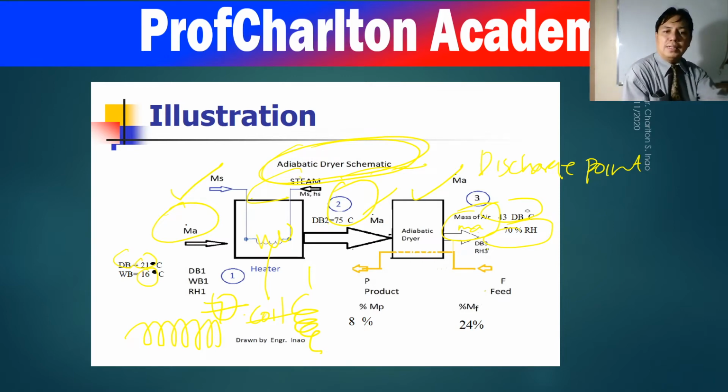These are the plotted parameters. Now in the dryer, if I may ask you, how many dry bulb temperatures are involved in this problem? We have dry bulb one at 21. Let me write that.